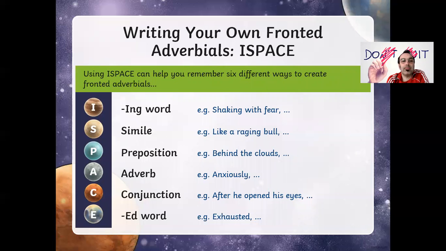Now, this is a really good tool for the challenge activity on today's. For the challenge today, you have to write your own fronted adverbial sentence in the style of manner, so a manner fronted adverbial. So using ISPACE can help you remember 6 different ways to create fronted adverbials. So the I, the ing word. So for example, shaking with fear, or a simile, like a raging bull.